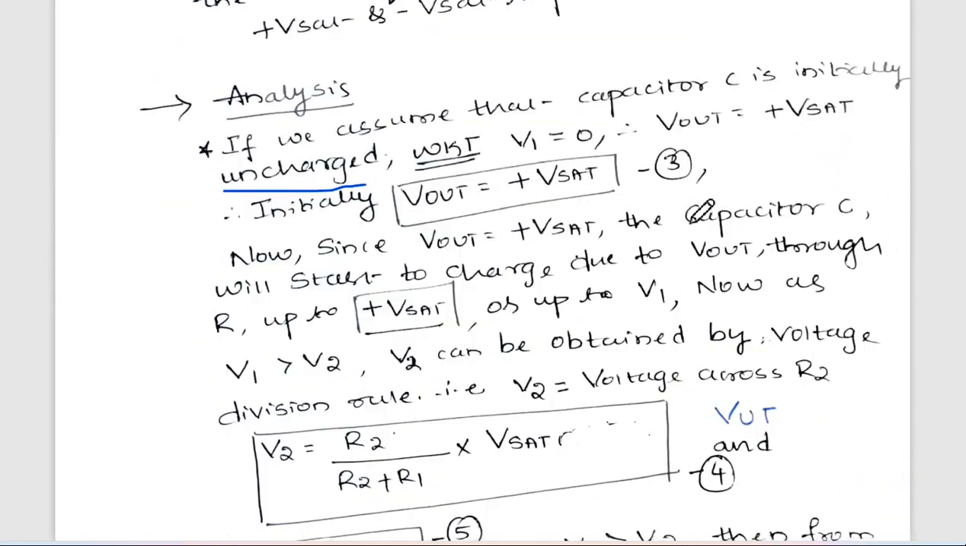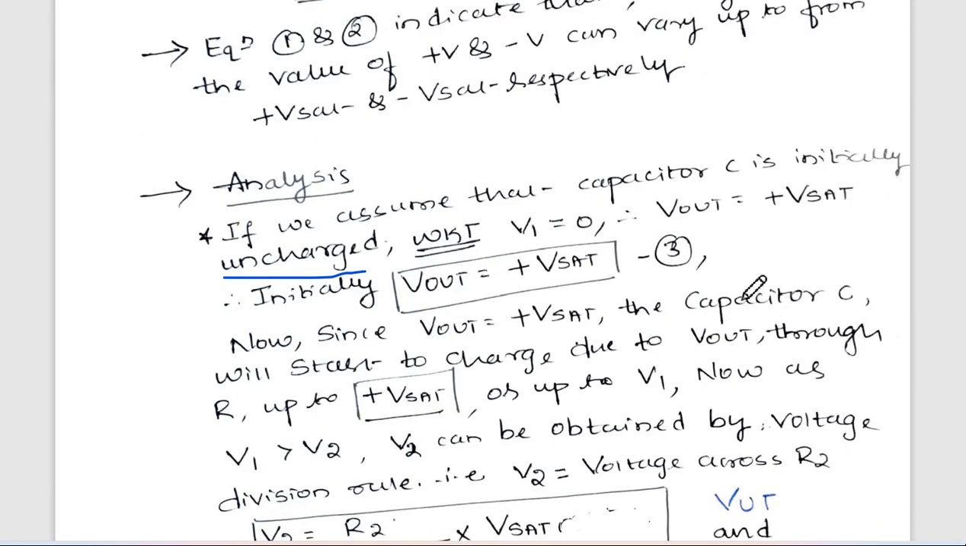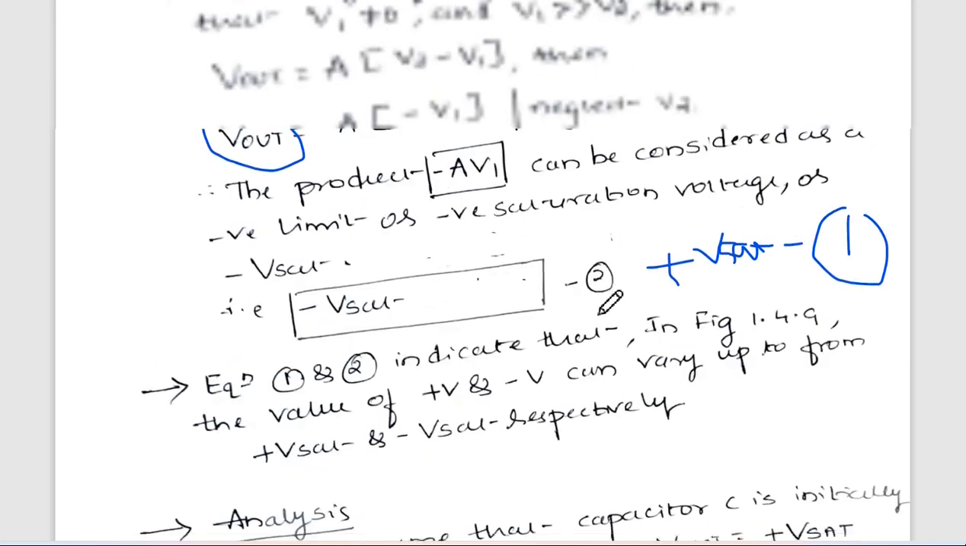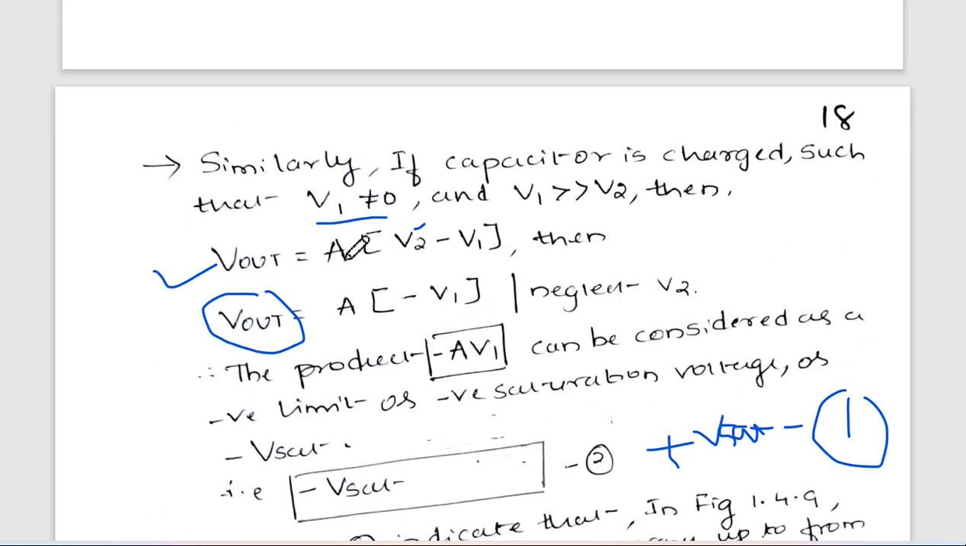So if that is the value, then what will be the V out value? If V1 is 0, already we have seen here. If V1 is 0, what will be left? What will be left is A into V2.